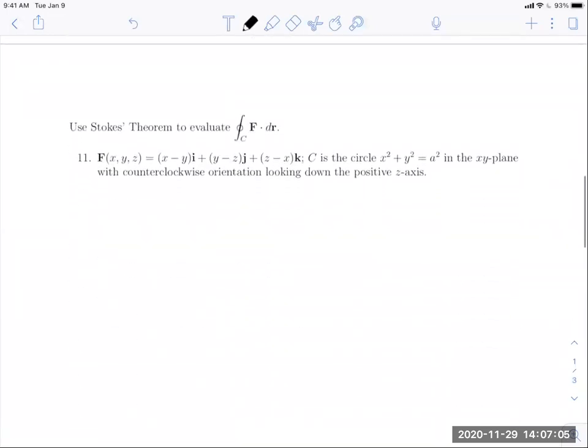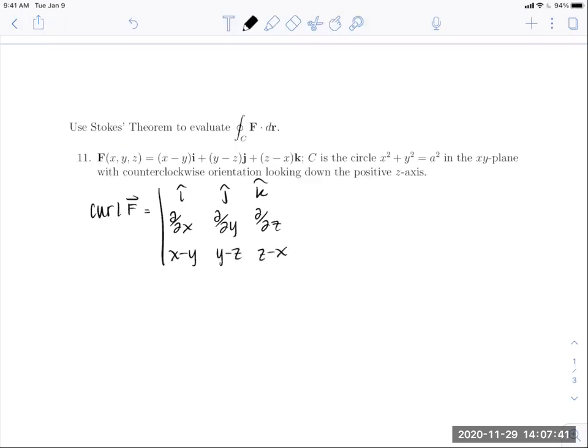All right, so let's take a look at our first example: use Stokes' theorem to evaluate that line integral. Before we do anything, we see our vector field F. Let's go ahead and compute the curl, and then we'll talk about the orientation. What is the curl of this vector field? I'll fill in my i, j, and k across the top, my partials across the middle, and then the component functions across the bottom. Then let's carry out the determinant here.